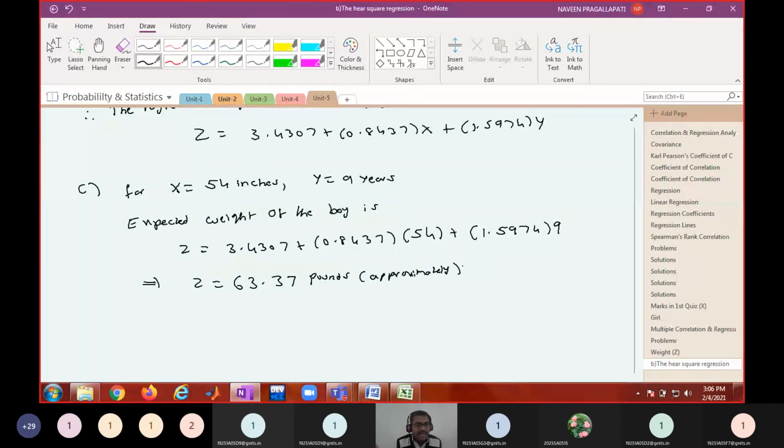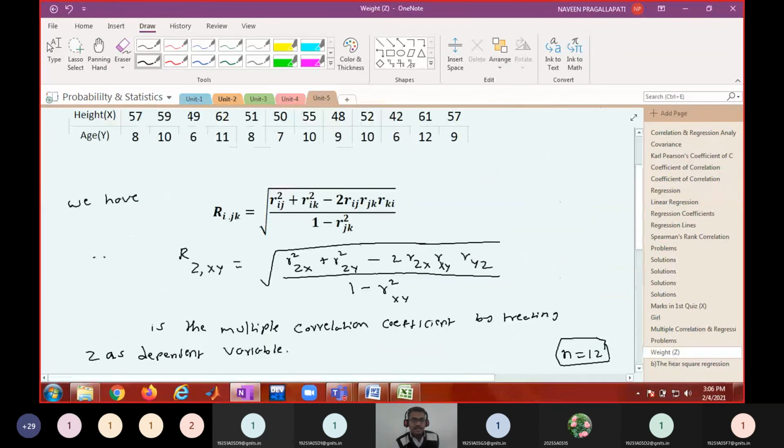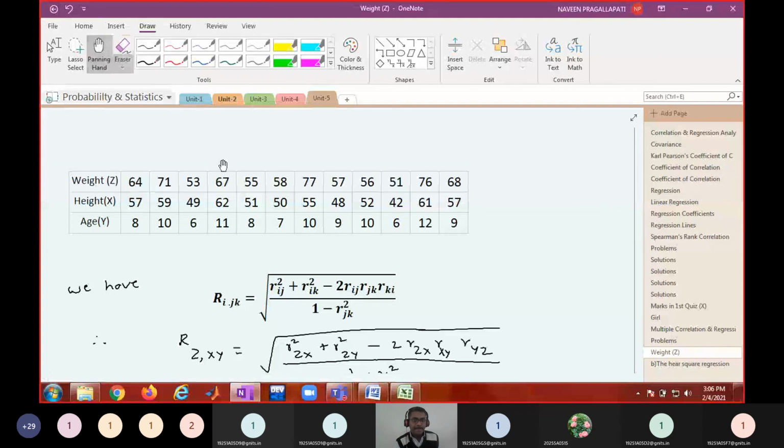Because we are not getting something like 163 or 5.37. 63 is very much nearer to the existing data, 63 pounds for a 9-year-old boy. In one case it is 57, in another case it is 68 pounds. We got 63 pounds, which is in between 57 pounds and 68 pounds, for a height of 54, which is in between 48 inches and 57 inches. Okay.